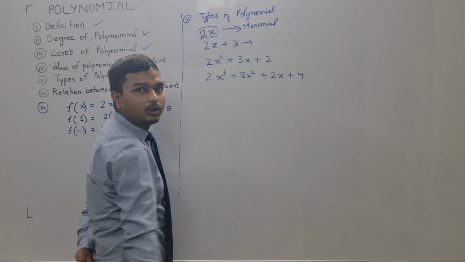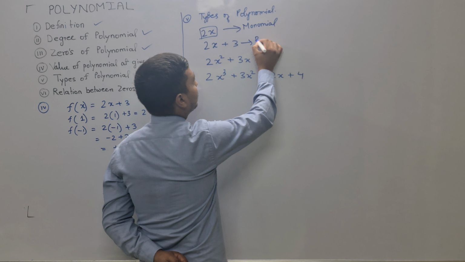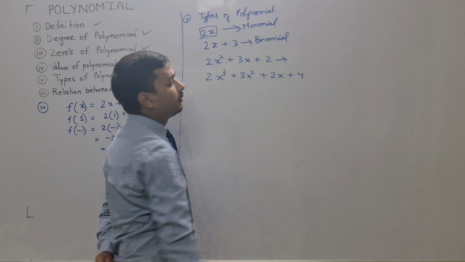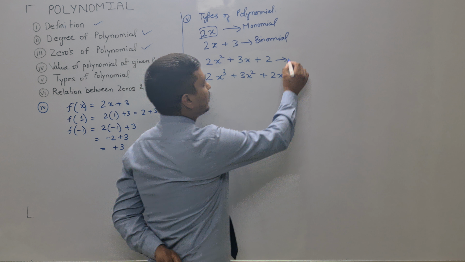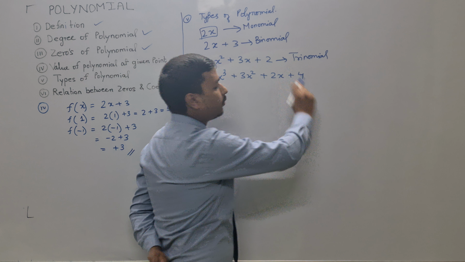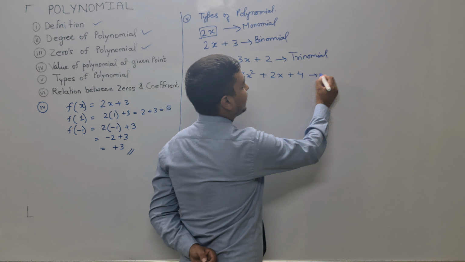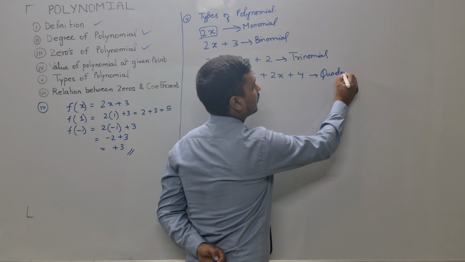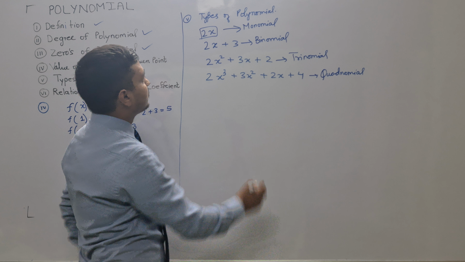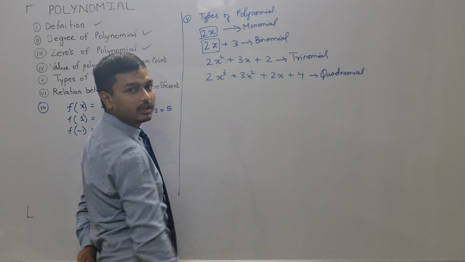If two terms are given, then I will call it a binomial. If three terms are given, 1, 2, 3, then I will call it a trinomial. If four terms are given, then I will say quadnomial. In the same way, how many terms? Here 1, 2. Two terms are given.